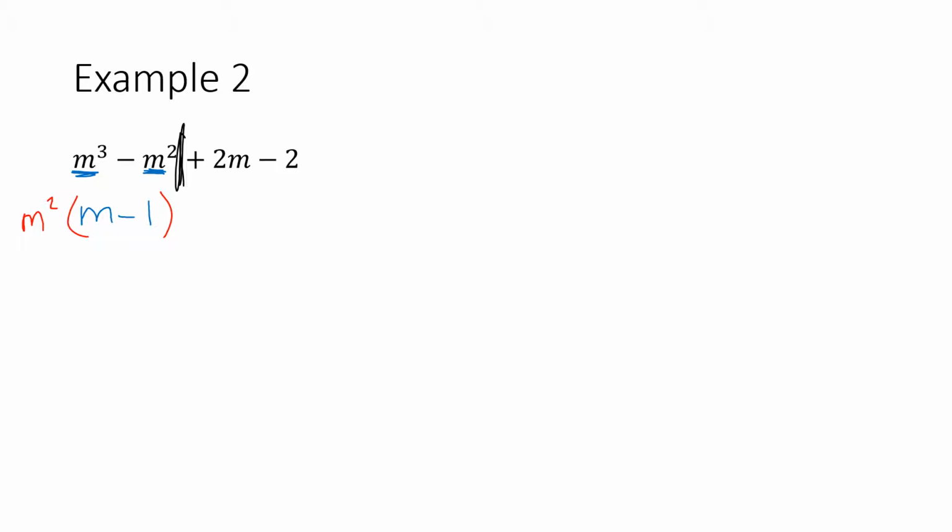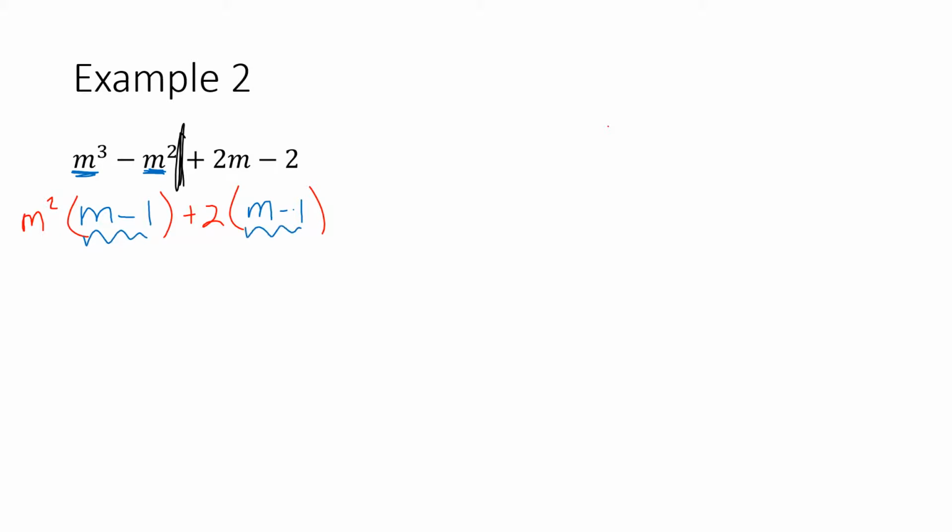We'll complete that same strategy on the other end. We have 2m minus 2. We see that both of these are divisible by 2, which will leave behind m minus 1, because if you divide by 2, you would be left with m minus 1. Now again, notice that the part in the parentheses is the same on both sides.